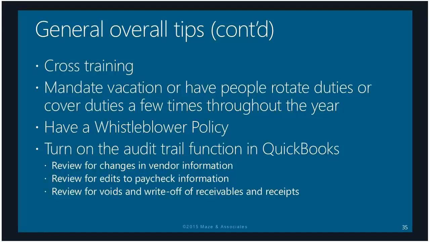And then for the QuickBooks users, I believe versions after 2012 have an audit trail function, and you have to turn that on. It's in the functions, but you want to look at the audit trail to look at changes in vendor information, so that would be names of vendors or addresses. You want to look at changes to payroll information, pay rates, that sort of thing, and then also look for write-offs of receivables and cash receipts.